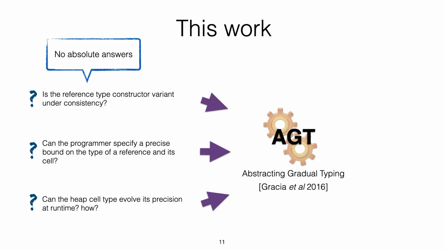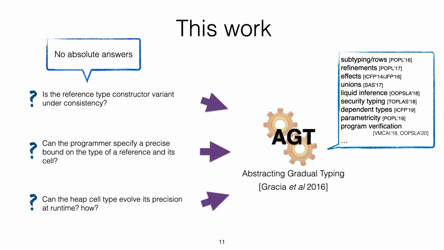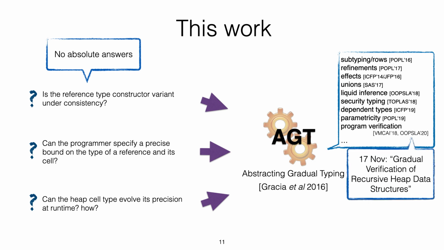And it has been shown to be effective in many contexts, such as soft typing, refinement, effects, union, liquid inference, security typing, dependent type, parametricity, and program verification. As you can see at Jenna Weiss's talk, these two stay on OOPSLA.